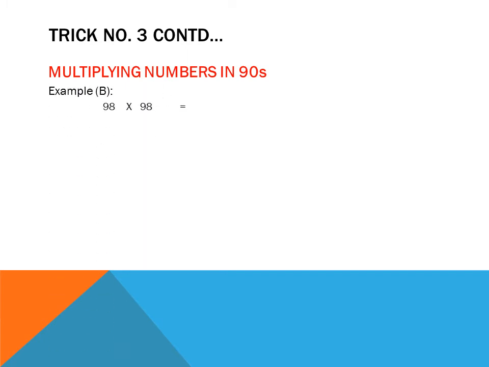So 98 multiplied by 98 now. Okay, so in the same way, how can we write it? 100 minus 2, 100 minus 2, and both can be multiplied. So taking 2 from here, another 2 from here, multiply, 4.